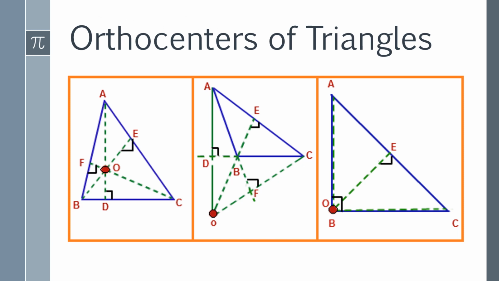All right, so as you can see here, we have some orthocenters of three types of triangles. Our first triangle here is acute, our second triangle is obtuse, and our last triangle is right. For acute triangles, the orthocenter is in the interior of the triangle. And for obtuse triangles, it is in the exterior of the triangle.